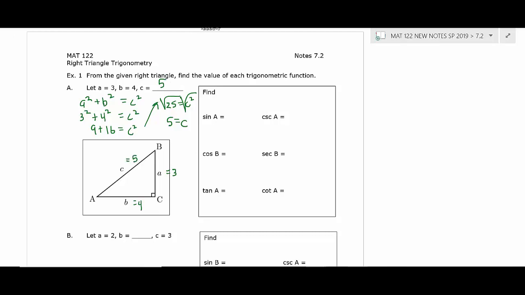Okay, now anytime that you have 3 whole numbers that satisfy the Pythagorean theorem, that's called a Pythagorean triple. There's an infinite number of possible numbers that make a Pythagorean triple. 3, 4, 5 is one of those.